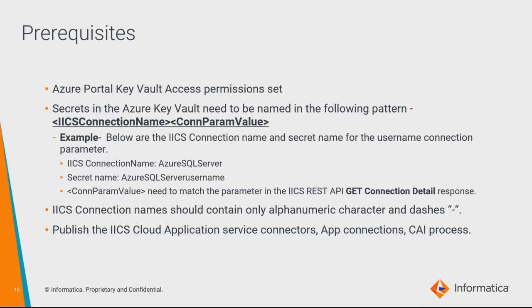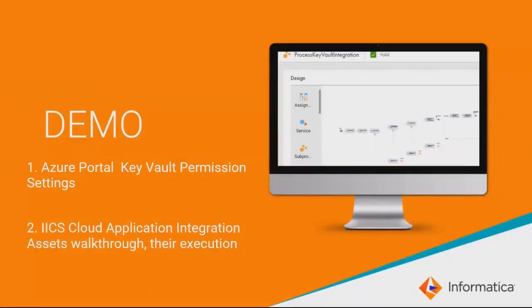And then we publish the IICS Cloud Application Services, Service Connector, App Connection, and CAI process. Once all the IICS assets have been published, we are ready to go. Now I'll be giving a quick demo on how to set the Azure portal for Key Vault permission, and then I'll be giving a walkthrough of IICS Cloud Application Integration assets and their execution. So let's start with the demo.